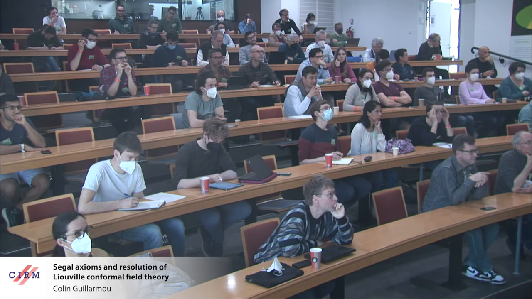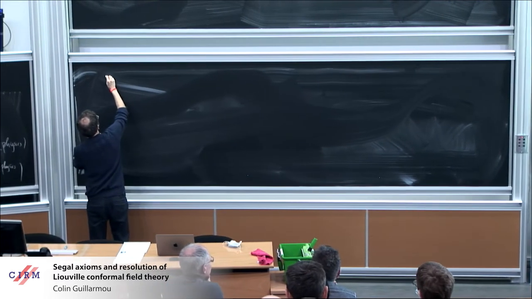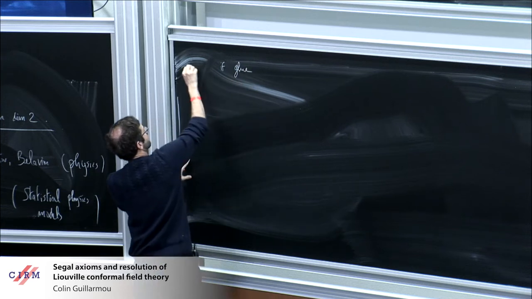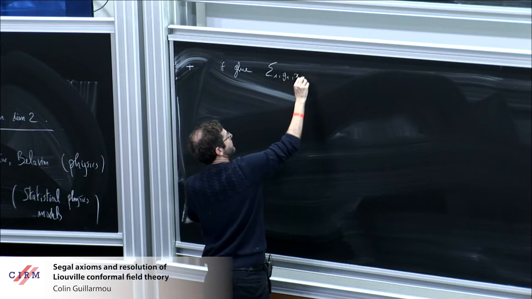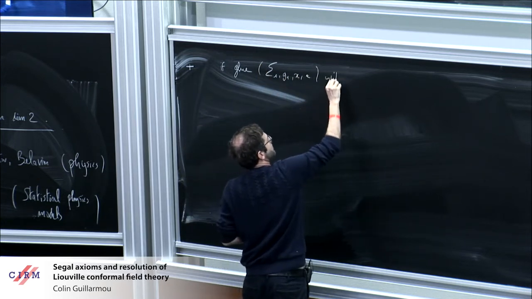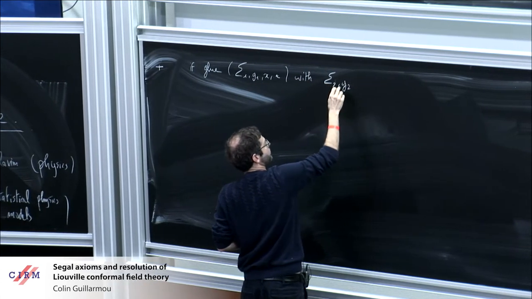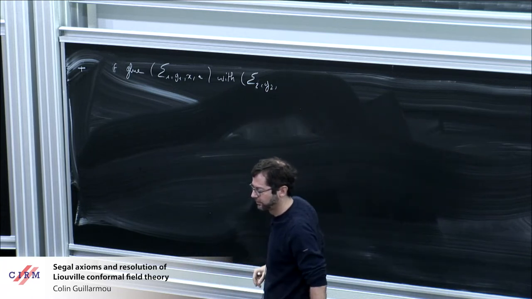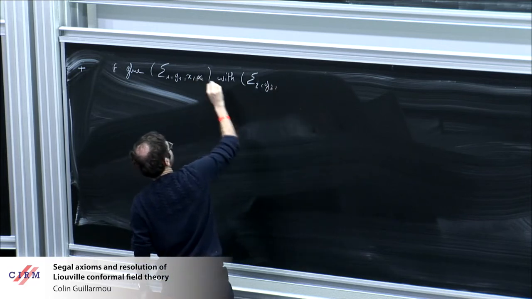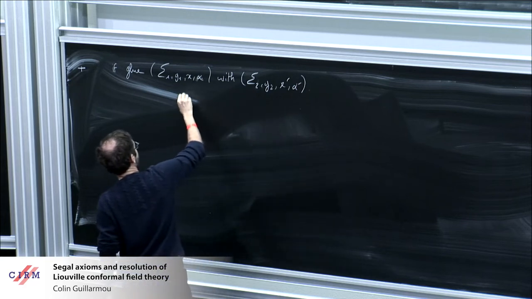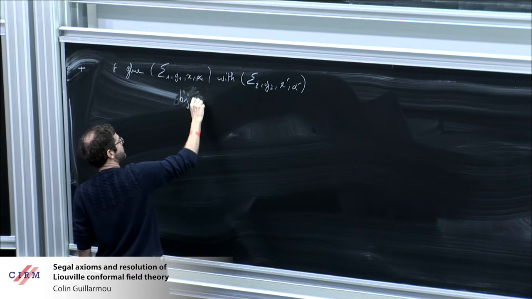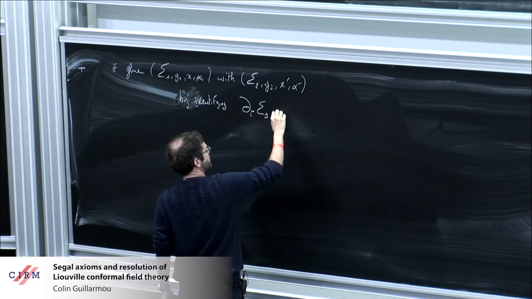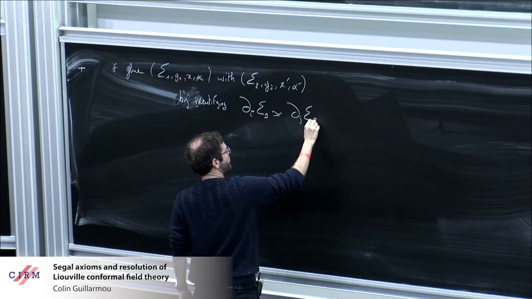Do you see upstairs? And composition. So if we glue sigma 1, g 1, x, alpha with sigma 2, g 2, x prime, alpha prime, of course, to glue, this product boundary condition is better, but if you want a smooth metric, you have the metric to be compatible, along, by identifying, let's say, the ith boundary component with the jth boundary component of sigma 2.